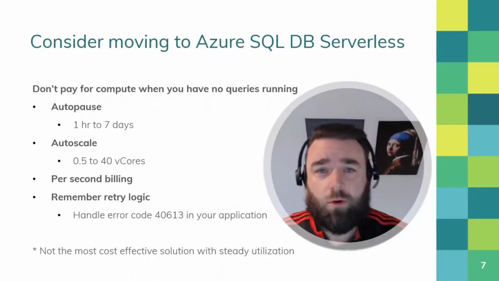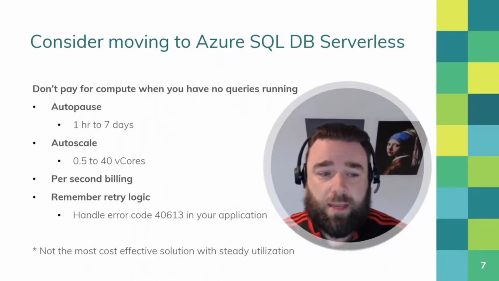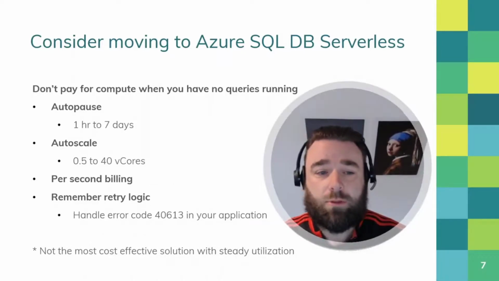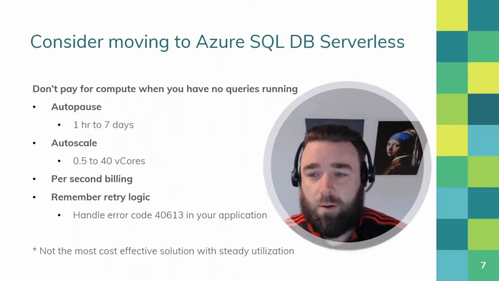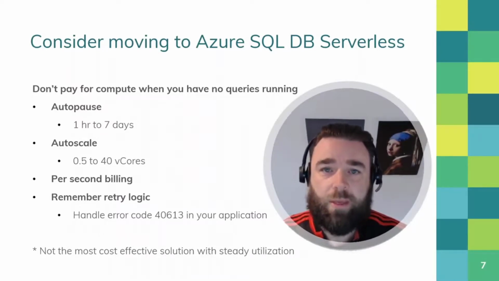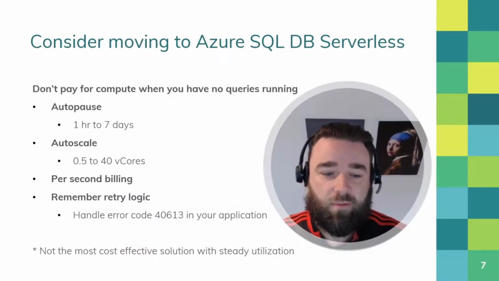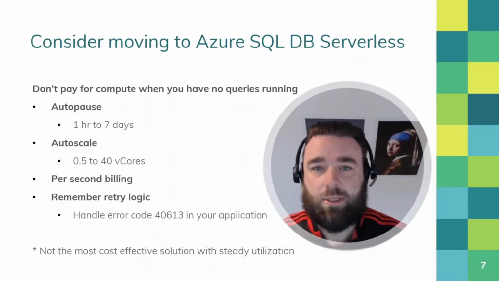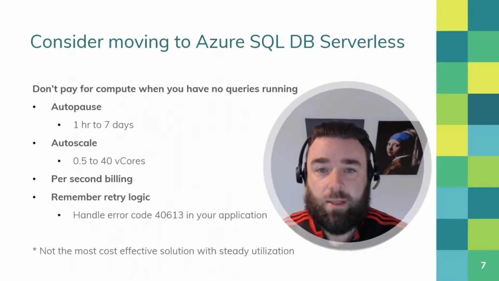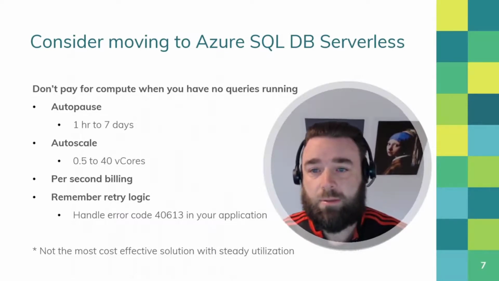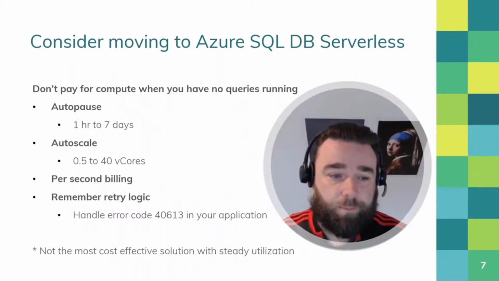You can also use it for auto scaling, so you can set anywhere between a half to 40 vCores, and that's really good for workloads that are full of peaks and troughs. It's not great for steady workloads. You'll probably be cheaper to just right size the instance if you've got a steady workload, steady utilization. But if you do have a lot of ups and downs and a lot of quiet periods and times where there's no activity at all, then SQL DB serverless is a great option.